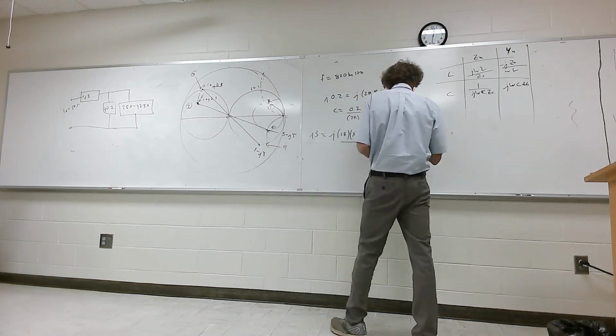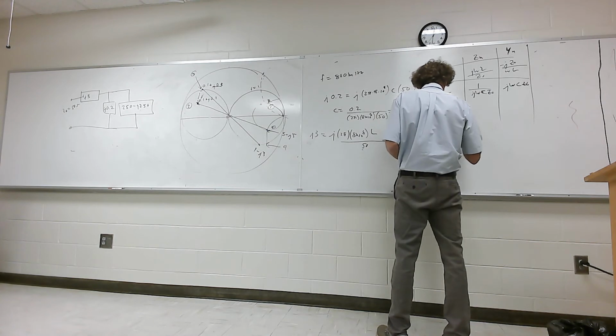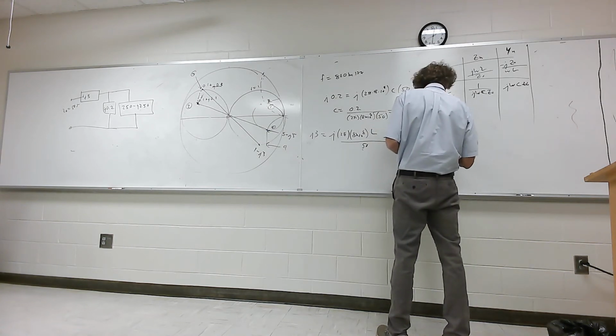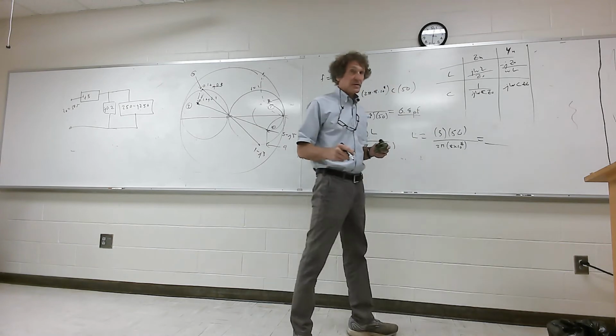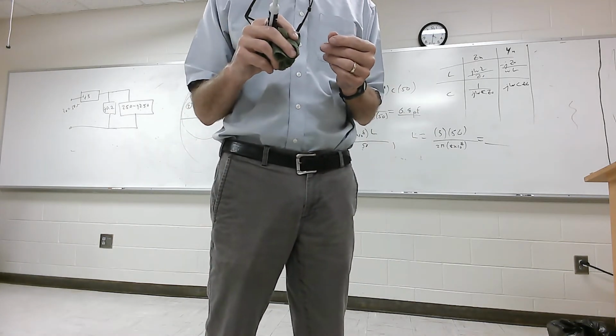So that means L itself is going to be 3 times 50, divided by 2 pi times 8 times 10 to the 8. Now what do you get for that? This is a small inductor too, by the way. Anyone?